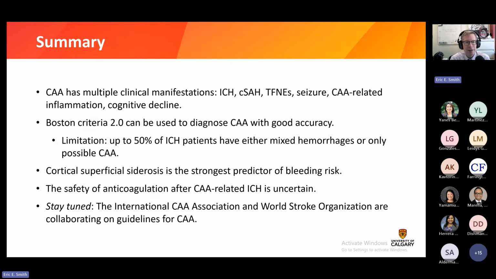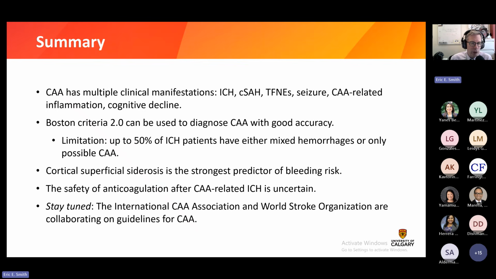Okay, so in conclusion, CAA is a fascinating disease with multiple clinical manifestations, including CAA-related inflammation, ARIA, and cognitive decline. Boston criteria 2.0 have good accuracy for CAA, particularly when you're diagnosing it in ICH patients, and have enhanced sensitivity, but with some sacrifice of the specificity of the possible diagnosis. Cortical superficial siderosis is the strongest predictor of bleeding risk. The safety of anticoagulating a patient after CAA-related ICH is still uncertain, but we'll get more data from ENRICH AF, and I'd try to avoid it if possible.